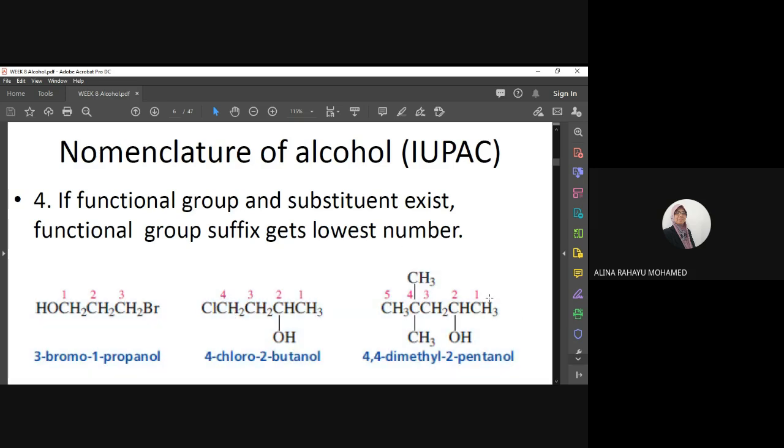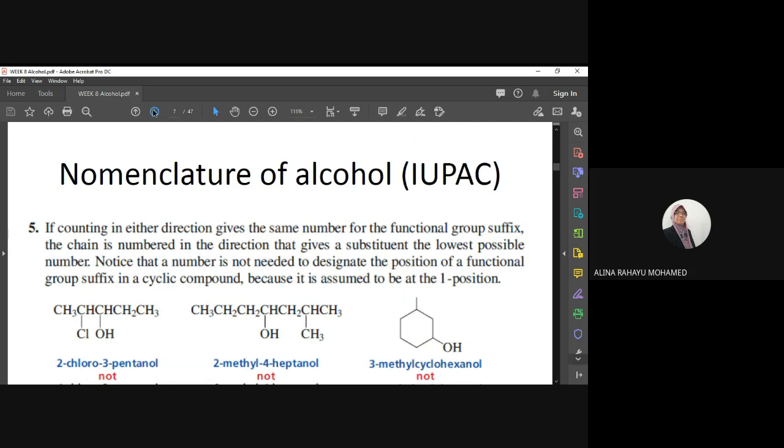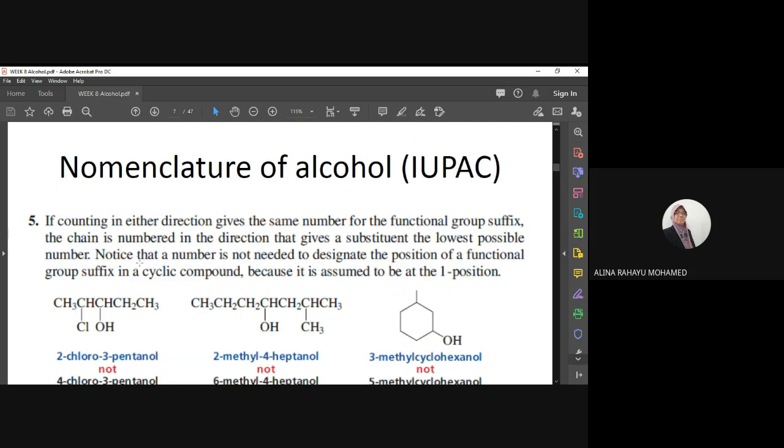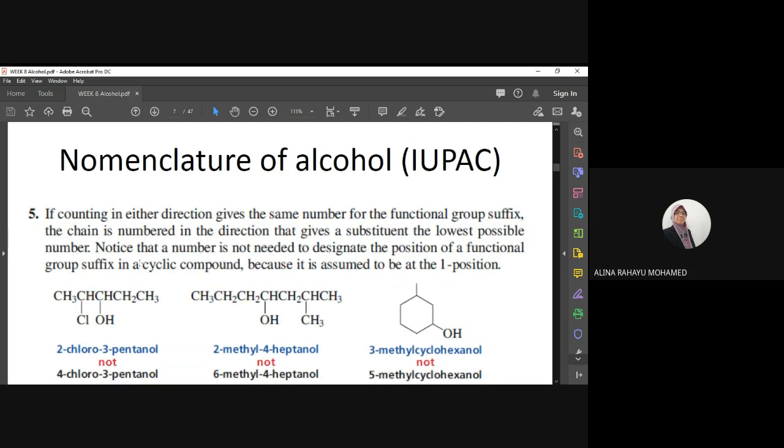How about this one? We have 1, 2, 3, 4, 5, 5 carbons. At carbon number 2 there is 1 OH group, so 2-pentanol. At carbon number 4 there are 2 methyl groups, so 4,4-dimethyl-2-pentanol. You can read that.